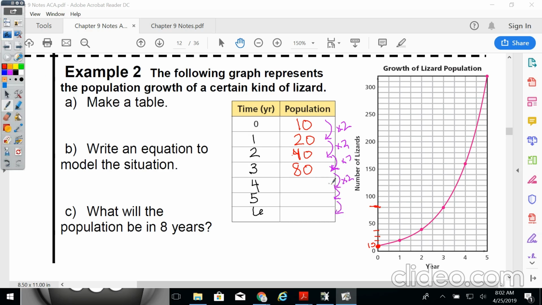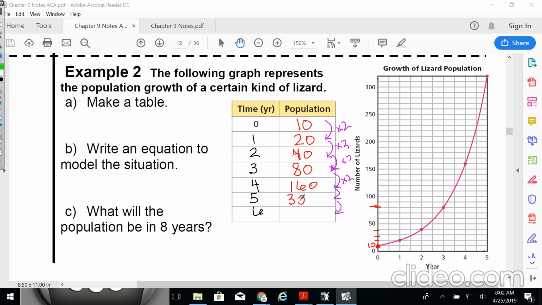All right, so right here, 80 times 2 would be 160. 160 times 2 is 320. And 320 times 2 is 640. So checking that, it doesn't go to 6, but it goes to 5. So 5 is at the very top. So if that's 300, this would be 310, and 320 would be here.